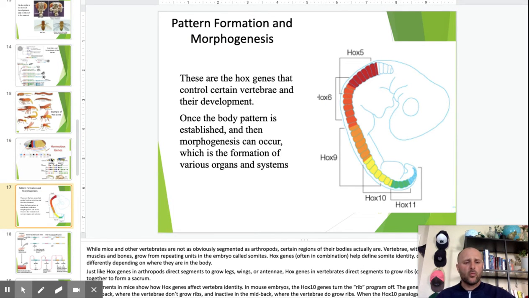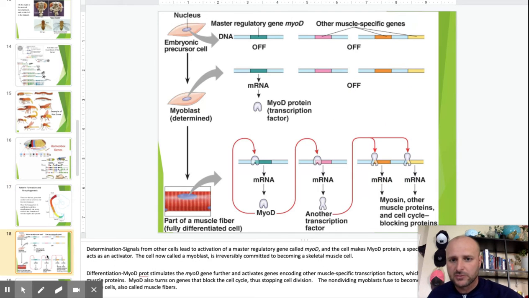And so pattern formation deals a lot with Hox genes. And then that leads into morphogenesis, which is the specialization. It might not seem like humans or mice are segmented, but they are. The vertebrae especially are segmented, but even things like your muscles all derive from a segment, or your fingers are kind of segmented, and things like that. So there's lots of segmentation, lots of complexity that comes with this.